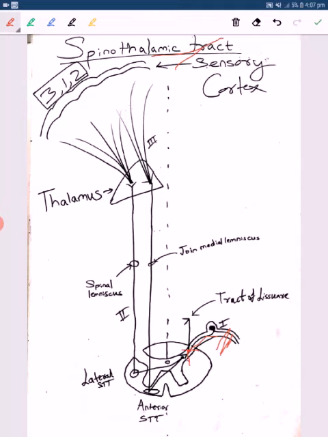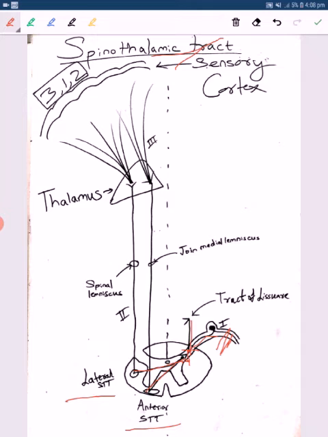The second order neuron then crosses to the opposite side, and a particular feature to note is that the second order neuron is divided into two different types of fibers. One is the anterior spinothalamic tract and the other is the lateral spinothalamic tract. The sensations of crude touch and pressure pass preferably through the anterior spinothalamic tract, and those of pain and temperature pass through the lateral spinothalamic tract.